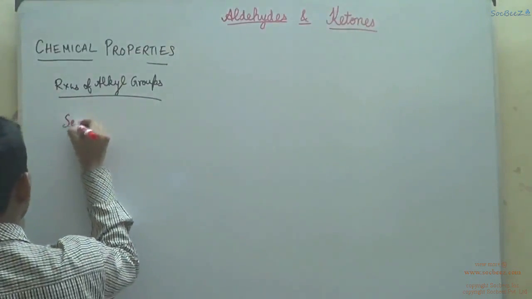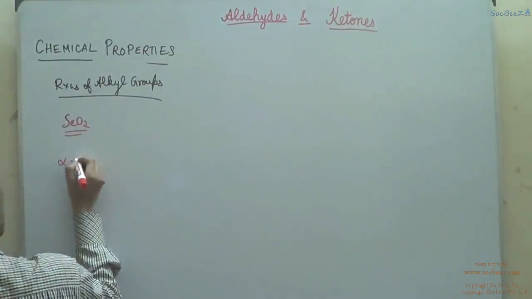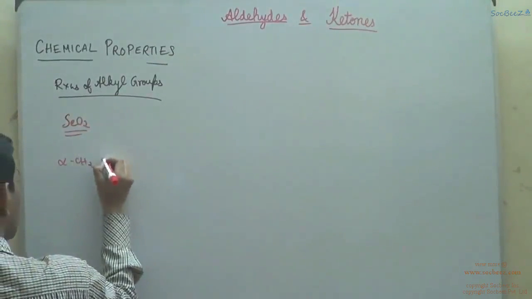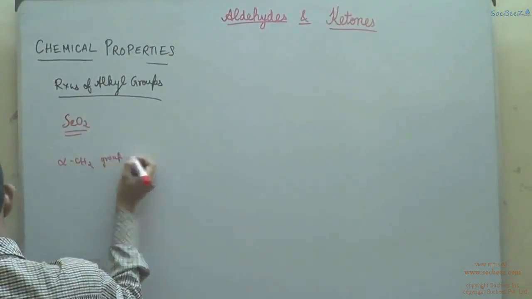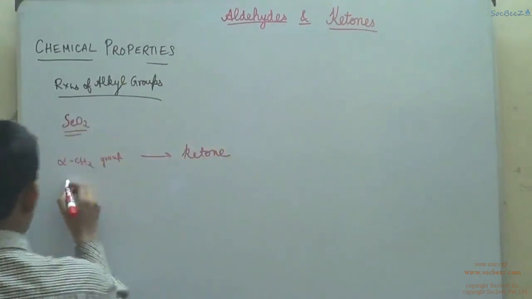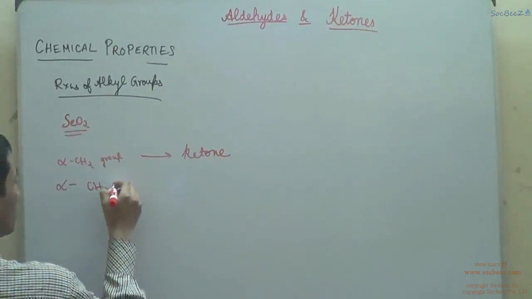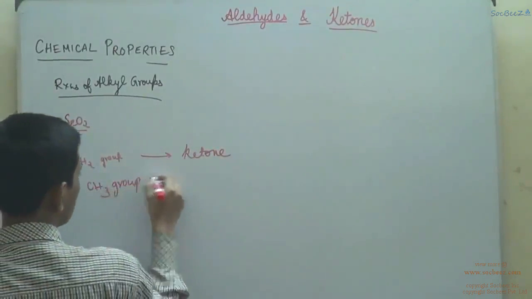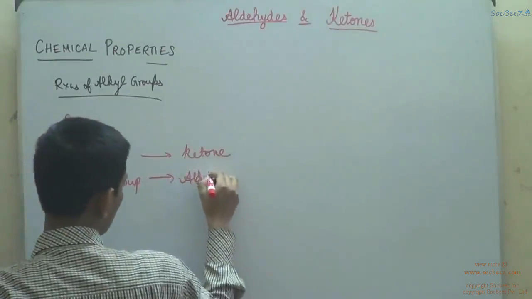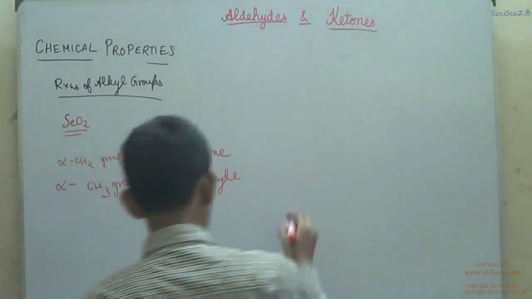Next is SeO2. So the alpha CH2 group will get converted to ketone, whereas the alpha CH3 group will get converted to aldehyde. Remember, these are the steps for SeO2.